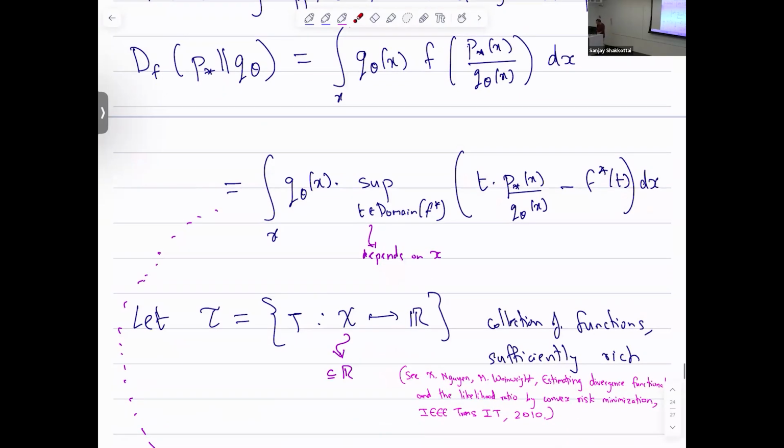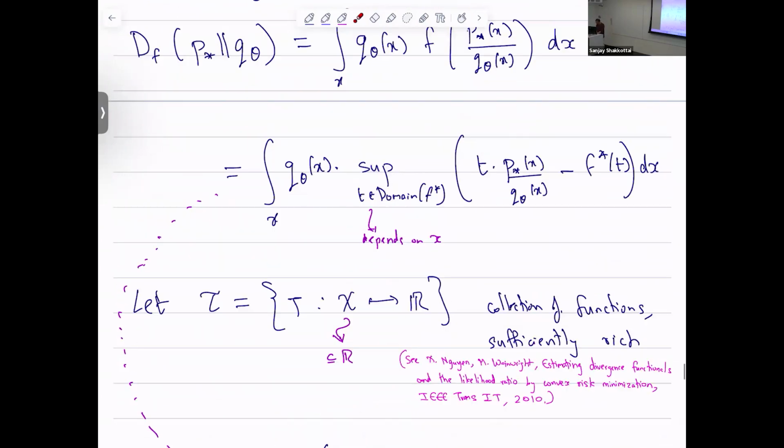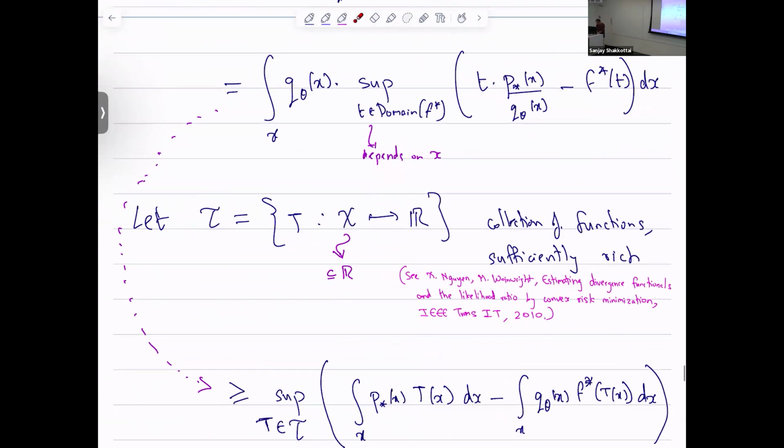So let script T be the set of collections of functions, sufficiently rich. If you want to see more about this, you can look at this paper by Nguyen and Wainwright in IT. The reference is there. So this is some rich enough class of functions. Then this thing can be lower bounded in the following way. The supremum can come outside the integral, because of which you get a greater than or equal to. Remember, this T is some function of X, so we'll call it T of X. I'll supremize over all functions T in this class.